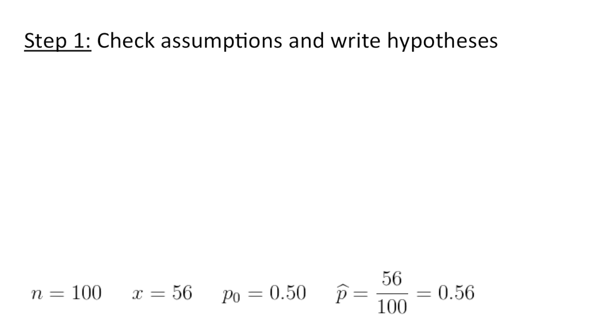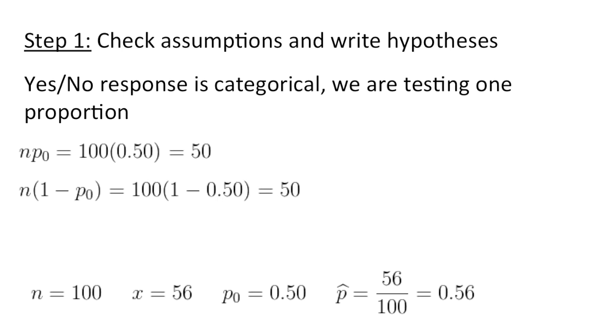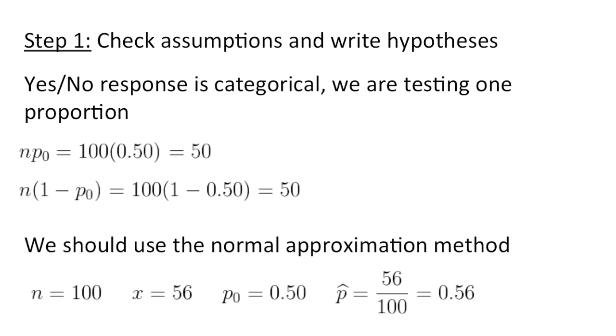Step 1, check assumptions and write hypotheses. There was a yes/no response, so we have a categorical variable. We are testing one sample proportion. N times p sub o equals 50, and n times 1 minus p sub o also equals 50. Because both of these values are at least 10, we should use the normal approximation method. This means that our sampling distribution is going to be assumed to be normal, and that is the distribution that we're going to use to find our p-value.